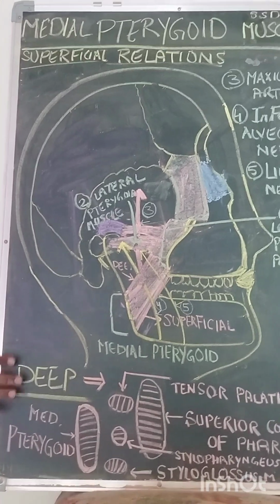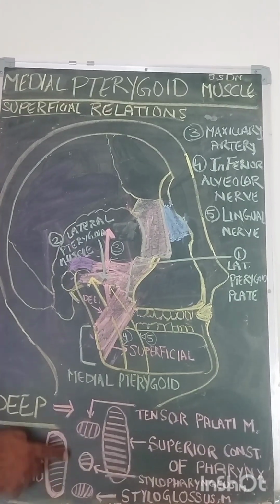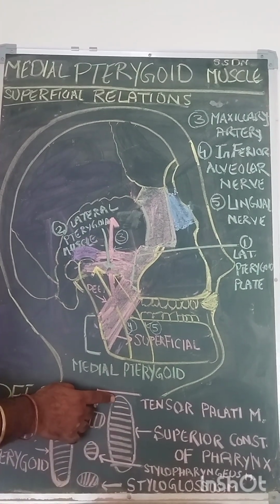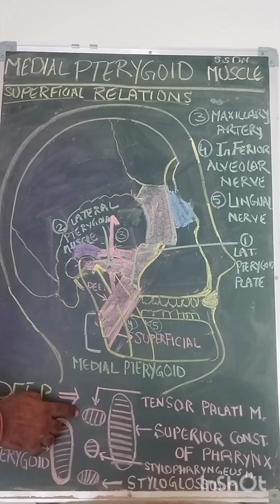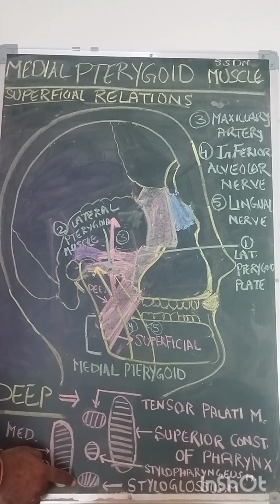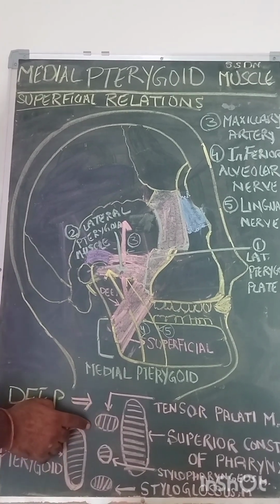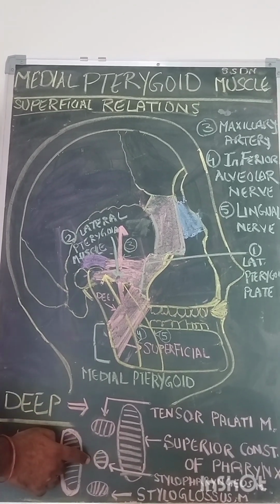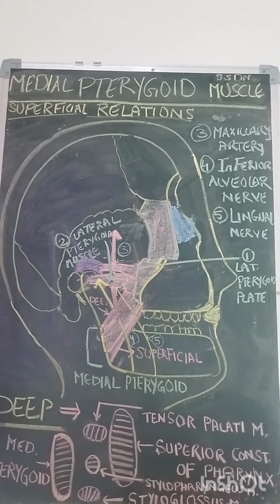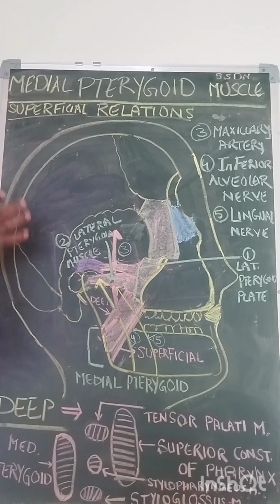Deep relationships, which are deeper or medial to medial pterygoid. This is medial pterygoid muscle. We have superior constrictor of pharynx muscle, which is deeper to medial pterygoid, tensor palatini muscle, stylopharyngeus muscle, and styloglossus muscle. So medial to medial pterygoid, we have tensor palatini muscle, stylopharyngeus muscle, styloglossus muscle, and superior constrictor of pharynx muscle. So these are the relations of medial pterygoid muscle, superficial and deep.